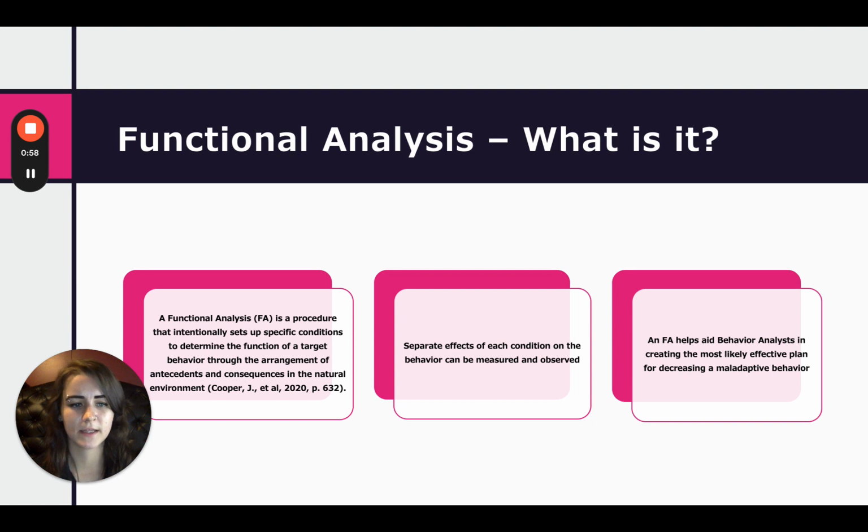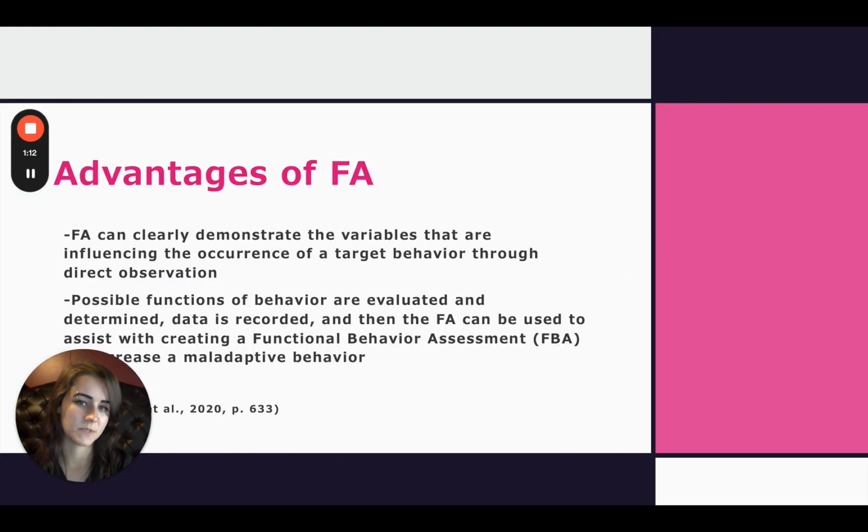And this next slide that I'm going to go over in this last bullet point here talks about some advantages of functional analysis. It essentially helps behavior analysts best serve the kiddos because it creates the most likely effective plan for decreasing a maladaptive behavior. And it clearly demonstrates the variables that are influencing the occurrence of a target behavior through that direct observation as stated. And functional behavior assessments are very formal, and oftentimes FAs are a part of that behavior assessment.